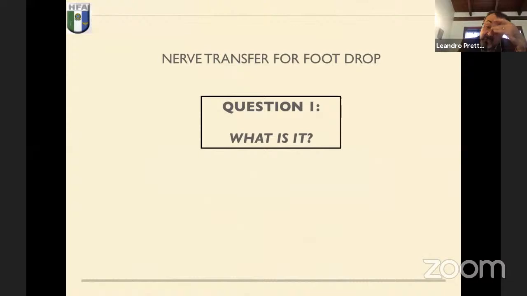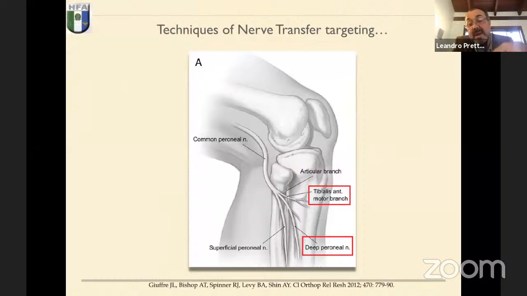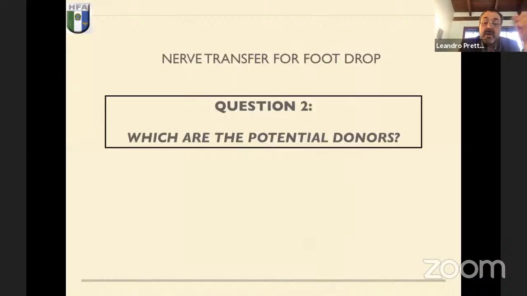The first one, and the most interesting, is: what is it? It's very simple. It's a nerve transfer technique proposed to reinnervate the tibialis anterior muscle, by reinnervating the deep peroneal nerve or the tibialis anterior motor branch, which are branches from the common peroneal nerve. So here we have our recipients. Most of the literature talks about the tibialis anterior motor branch and the deep peroneal nerve as the recipient of this nerve transfer technique. If these are the recipients, which are the potential donors?